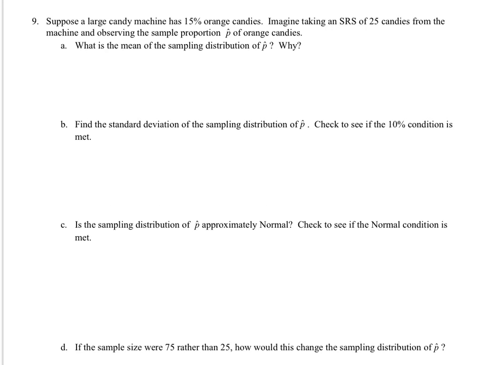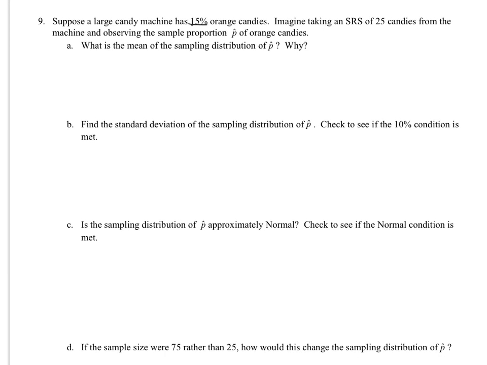All right, let's look at number 9. Suppose a large candy machine has 15% orange candies. Imagine taking an SRS of 25 candies from the machine and observing the sample proportion P hat of the orange candies. What is the mean of the sampling distribution? We know that mu sub P hat is equal to P. Since the candy machine has 15% orange candies, that's P, so this is 0.15, because the mean of the sampling distribution is the same as the population proportion.